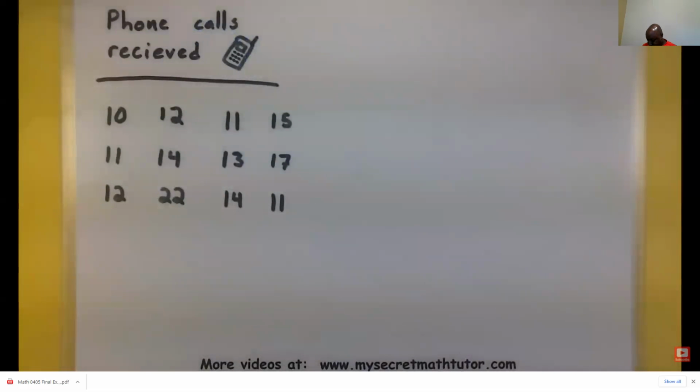In my data, I have a chart of maybe how many phone calls were received on any given day. So I got 10 phone calls on the first day, 12 phone calls on the second day, and so on and so forth. If I'm going to compute things like Q1, Q3, and the interquartile range, it's probably a good idea to take all of this data and write it out in order.